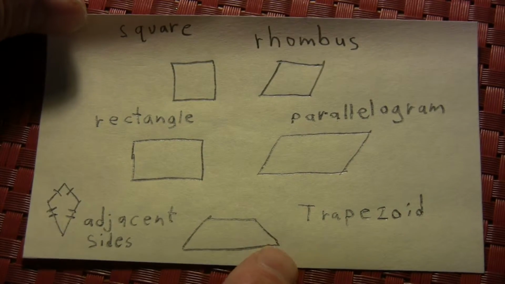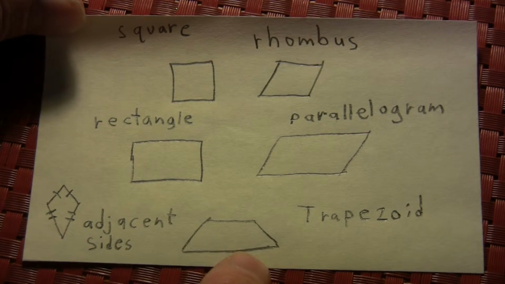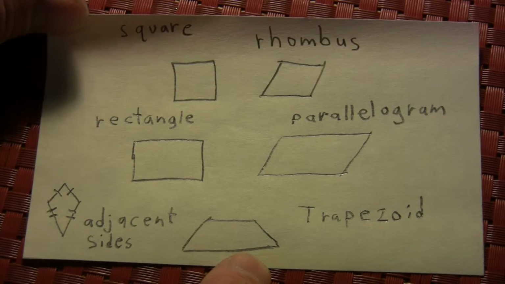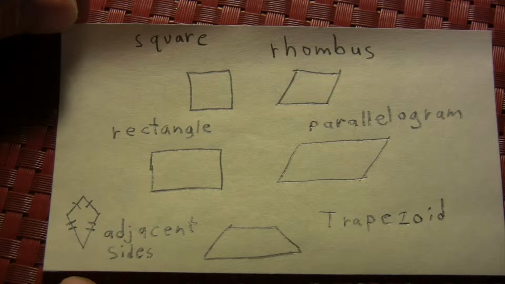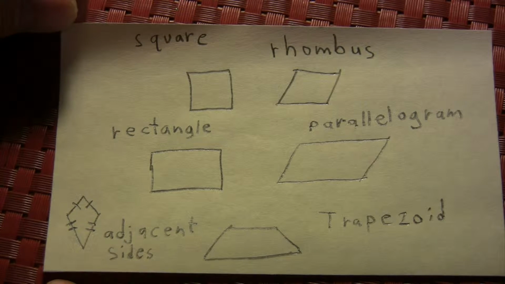The definition of the trapezoid is that it has one pair of parallel sides. Two pairs of equal adjacent sides make up a kite. Adjacent means beside each other.